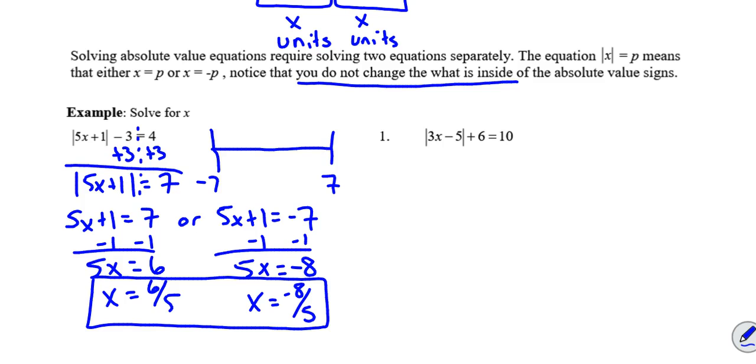So what I would like for you to do now is pause the video and work out number 1. When you're finished working it out, unpause the video and you'll see the answers worked out. So for now, just pause.